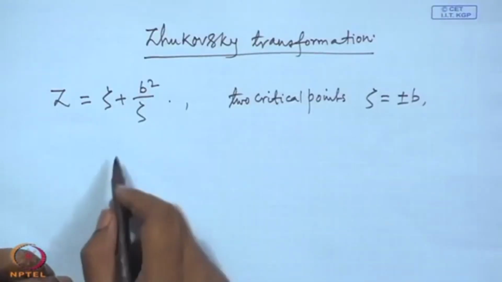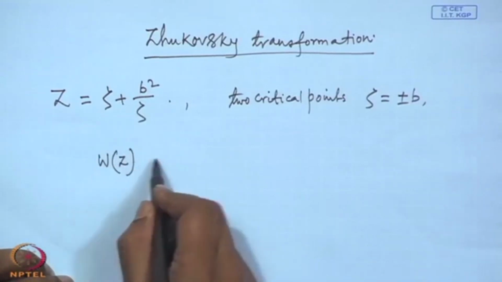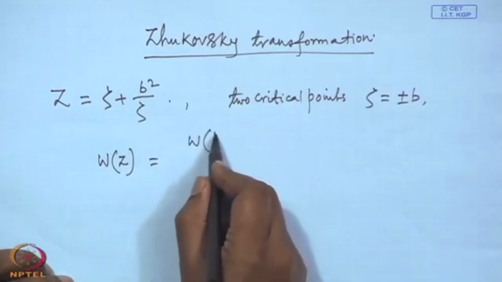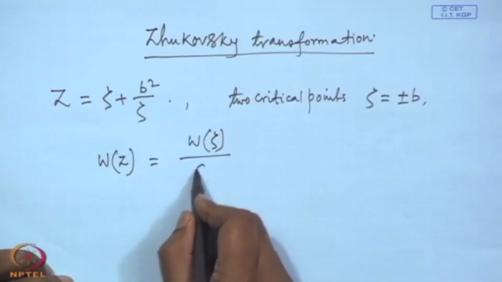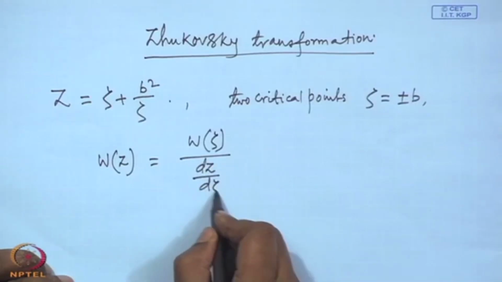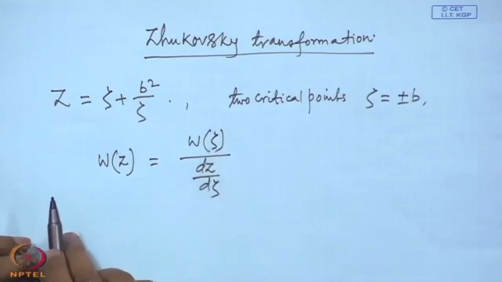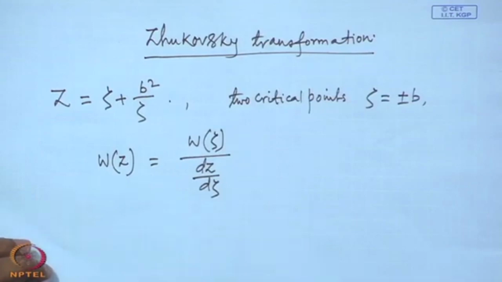We say that the complex velocity will transform according to this rule, that complex velocity on the z plane will become the complex velocity on the zeta plane divided by dz d zeta. Now, see at the critical point what will happen? At the critical point dz d zeta is 0. Then unless w zeta itself is 0, then w z will become undefined.